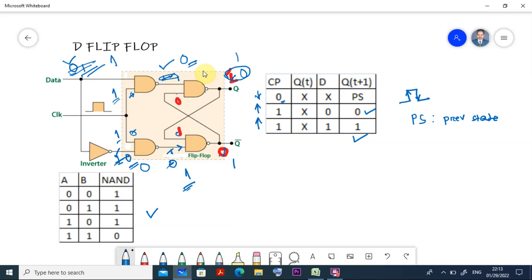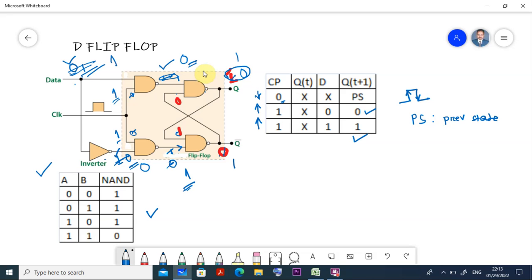In this way, the problems we had in the SR or RS flip flop can be overcome in the D flip flop. What is the principle we have used? Instead of providing two inputs here, we provide the data as one input, and for the other NAND gate input we provide the inverse of the data. If the data I put here is 0, the inverse comes as 1 here. If I provide 1 here, the inverse comes as 0. So this is the NAND gate, and this is the clock pulse.